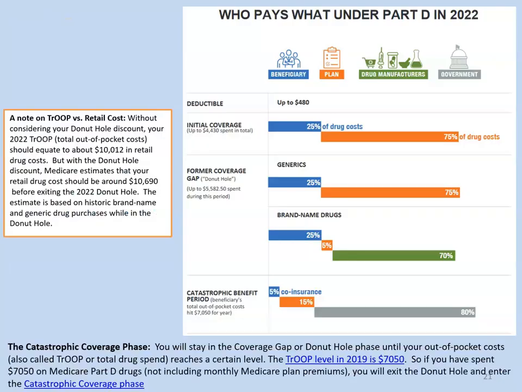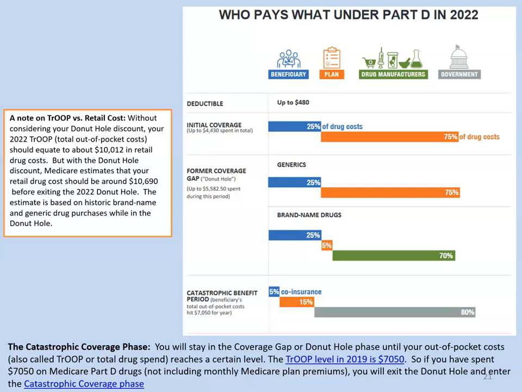Another important thing to be aware of: who pays what under Part D. So Part D, there are some costs to it, okay? There are deductibles, initial coverage, coverage gaps, and catastrophic periods. So it's super important to find out what your costs are going to be prior to signing up for a Part D plan, to get an idea of what it's going to cost you to be under this plan.